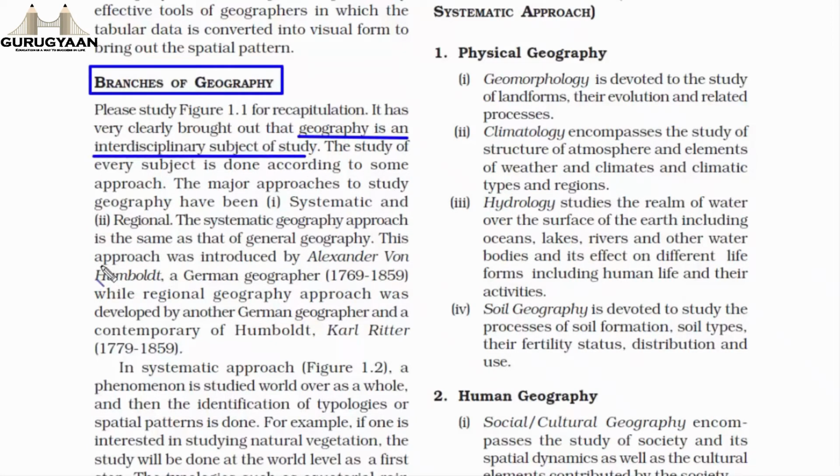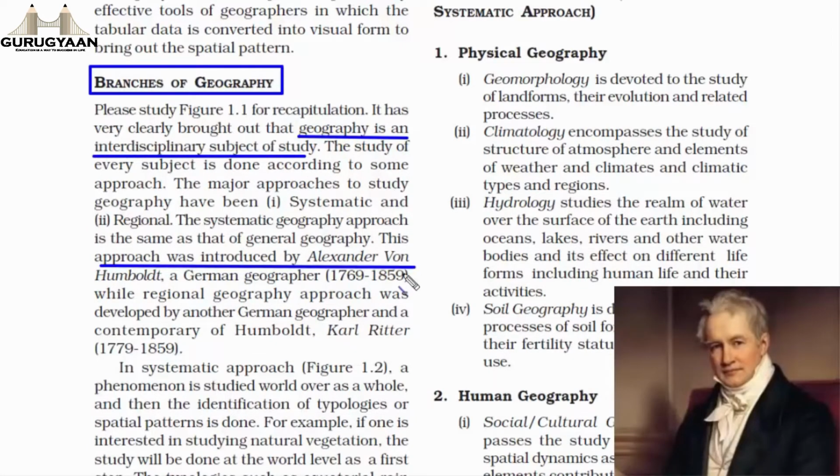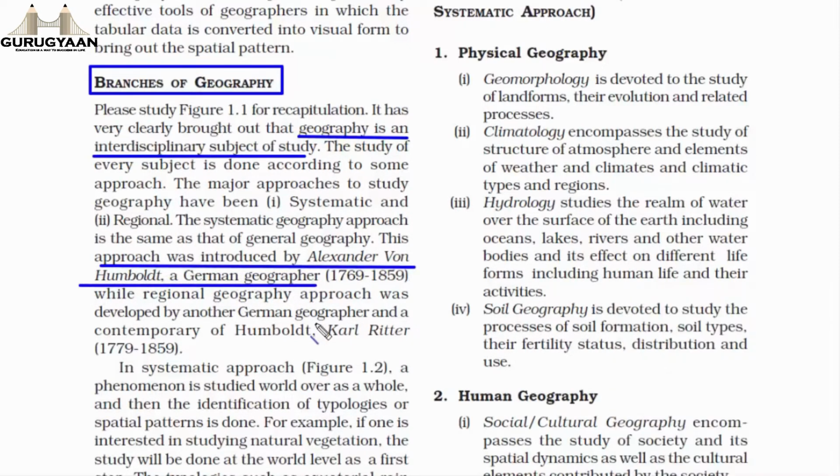So this kind of approach was introduced by a person named Alexander von Humboldt, a German geographer, because he understood clearly that to understand geography we have to consider both aspects: the natural side of it, which are the land features and the landforms and all those sorts of things, and then the social aspect of it, that is the human population, economics, politics.